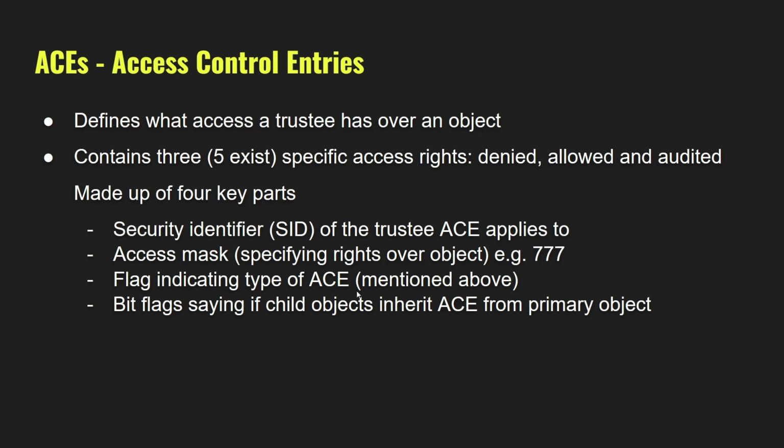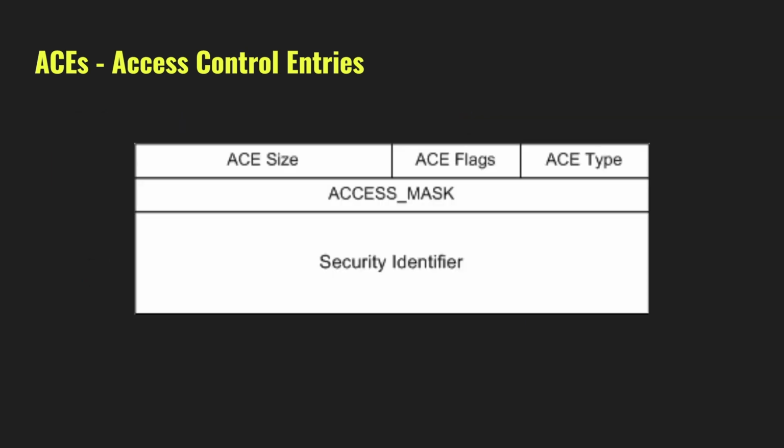A flag indicating what type of ACE. I don't know what those flags are off the top of my head, but it'll be one of those 5, or in this case one of those 3, either denied, allowed, or audited, or there were 2 more. I can't remember what they were. And it can also have bit flags saying if child objects inherit the ACE from the primary object. All that means is if you've got an OU or whatever it may be, as some sort of securable object, if that object has child objects, will it inherit the ACEs from the parent object or not, or how will it react to them, basically.